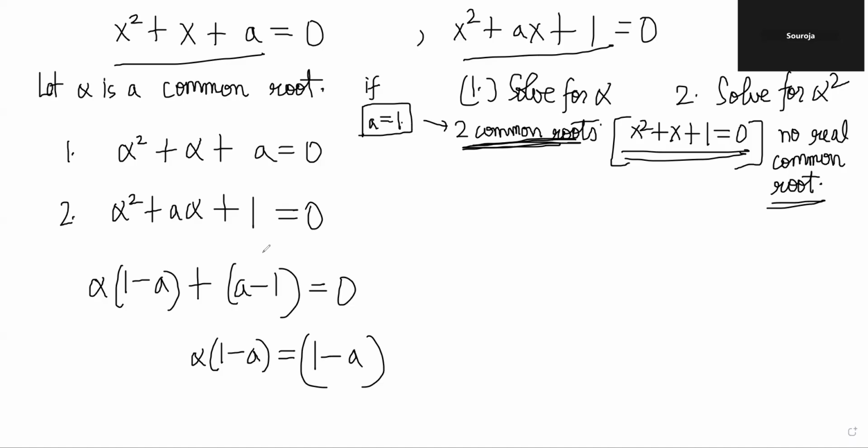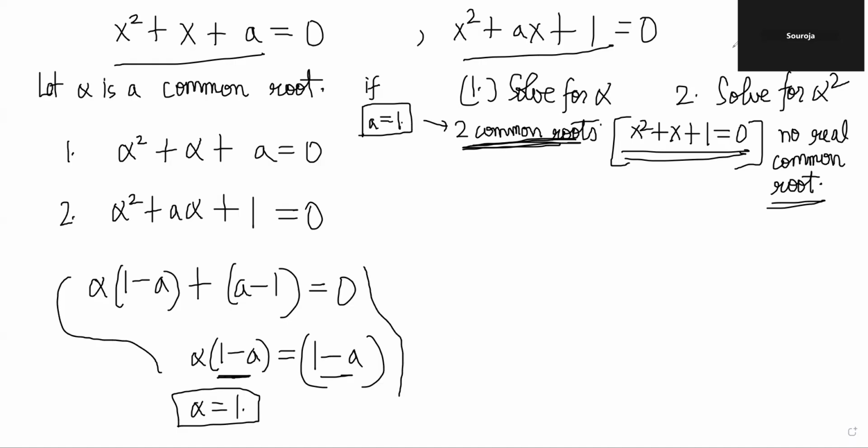Do you understand what I'm saying right now? Why am I checking a is 1? Because if a is 1, this is 0, so then alpha doesn't make any sense. That's why there are no real roots. But in other cases, alpha is coming as 1 minus a by 1 minus a, that is 1, right? So we are actually getting the value of alpha.